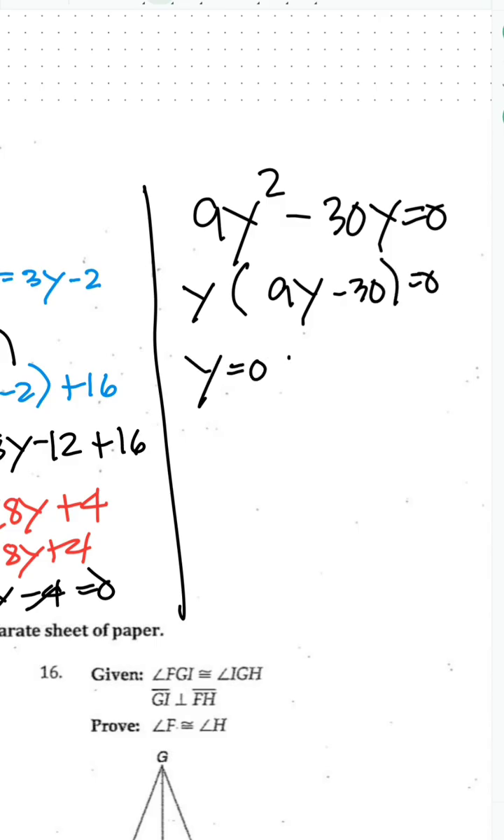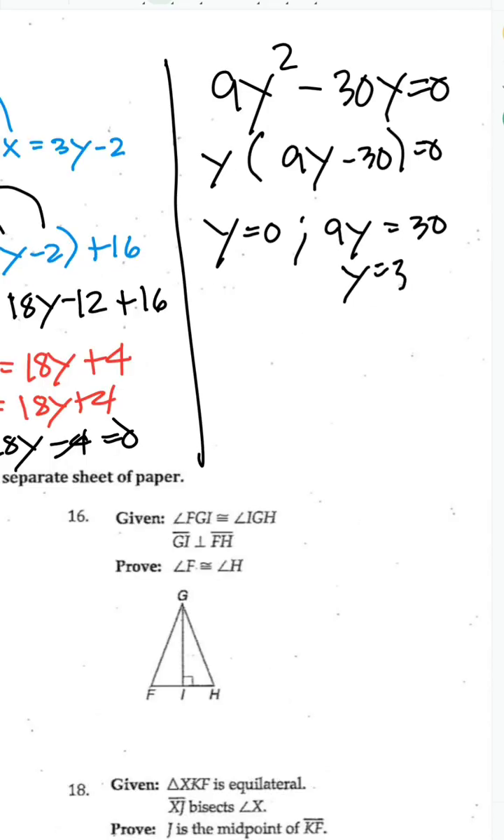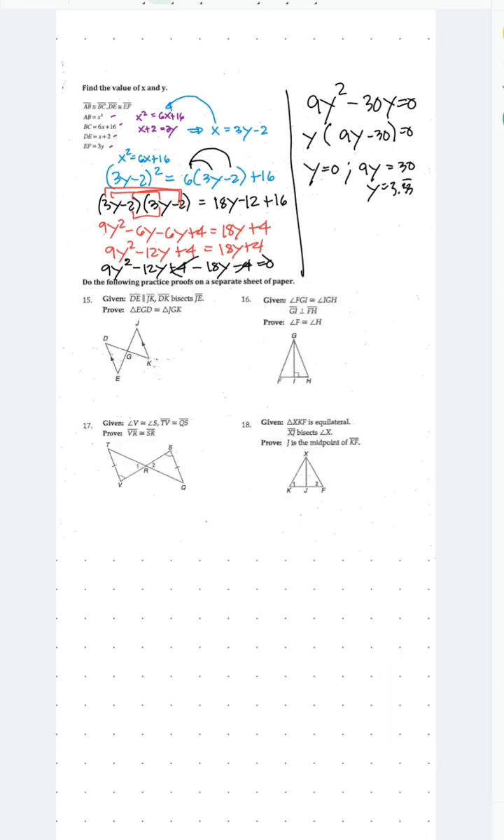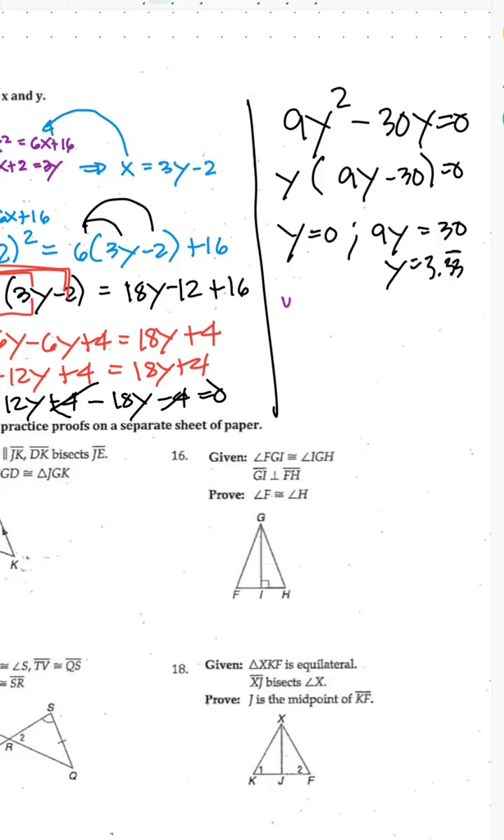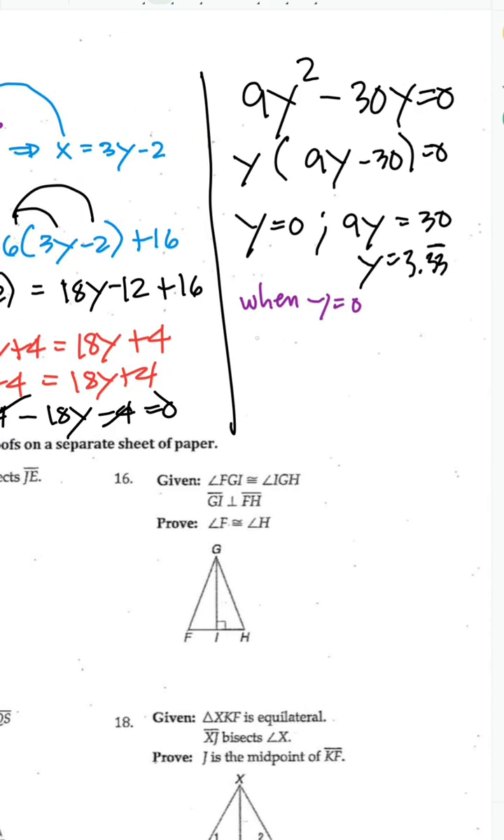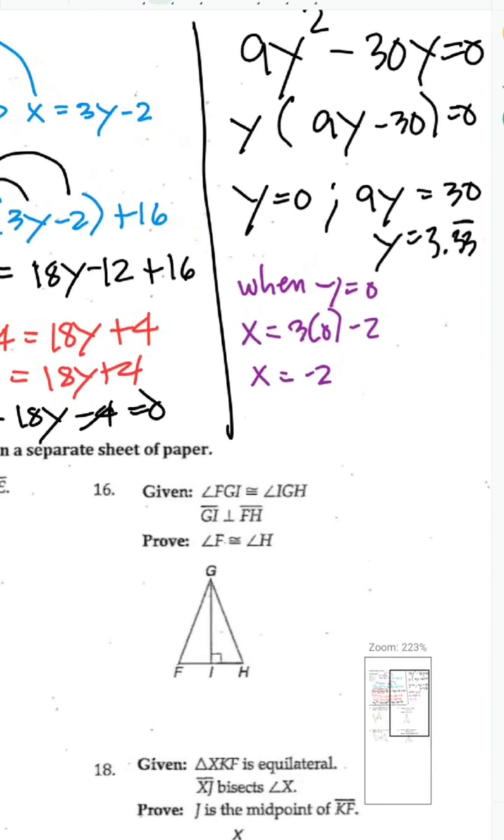So y can be 0, and the other one is 9y equals 30. So y is 3.33. Okay. So we can now solve for x. When y is equal to 0, we can solve for x here. X is equal to 3 times 0 minus 2. So x is equal to negative 2.